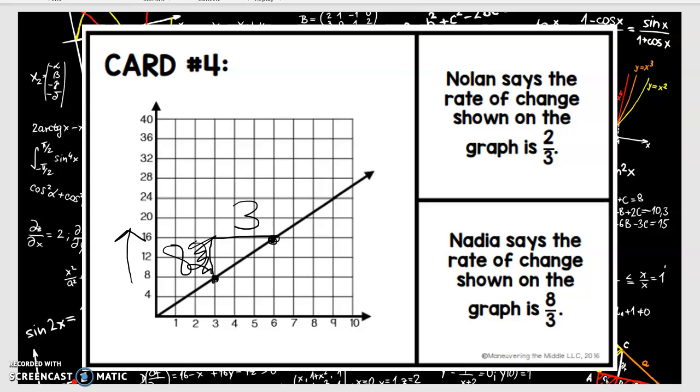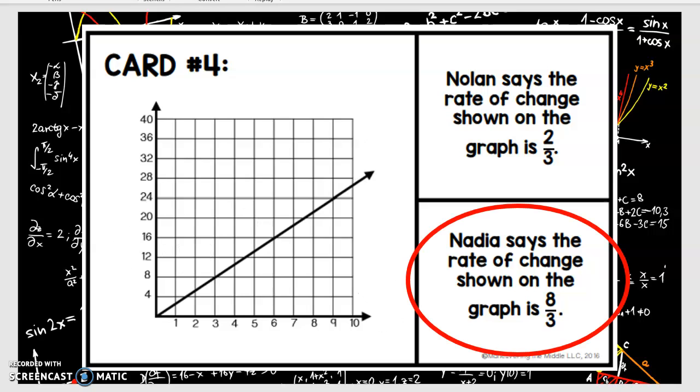it's going up by 4s. It's not going up by 2 or 1. It's going up by 4. So it looks like I went up 2, but I actually went up 8. So I went up 8 over 3 because remember, it's change of y over change of x. So 8 over 3, which means Nadia is correct.